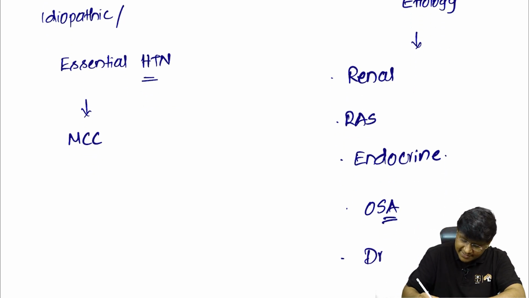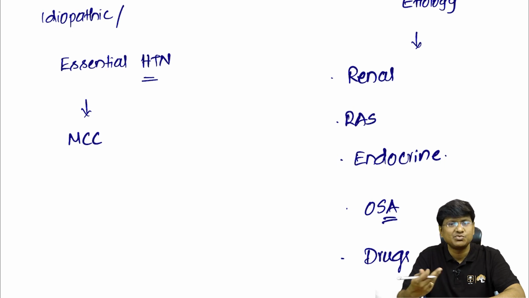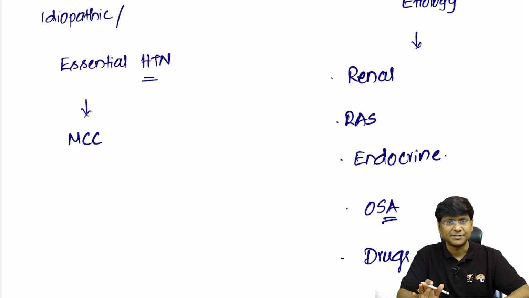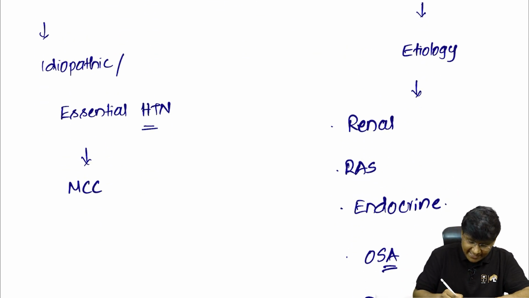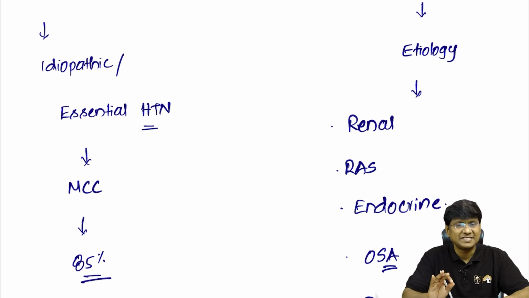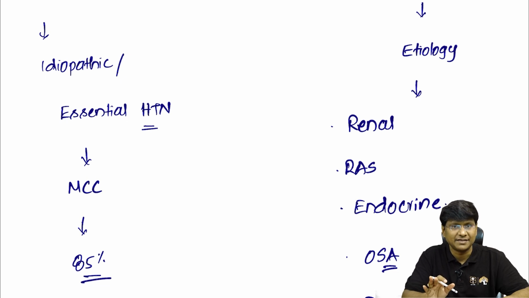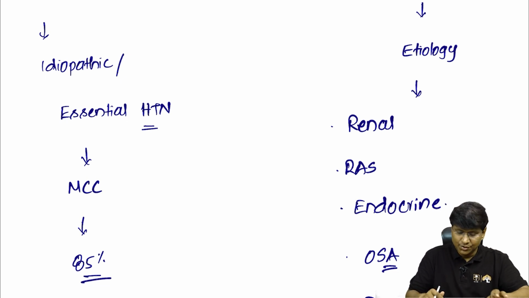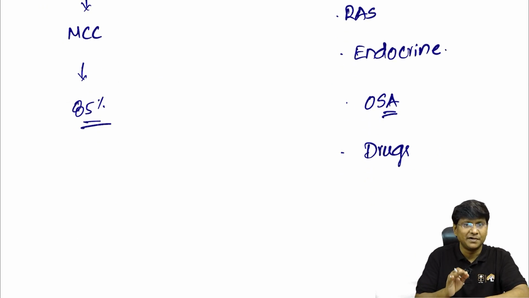And not only that, there are certain drugs or medications which will be causing hypertension. These medications include high dose estrogens, adrenal steroids, nasal decongestants, appetite suppressants, and amphetamines. These are all the drugs which will be causing hypertension. So in 85% the etiology will be primary hypertension, which is also called idiopathic.